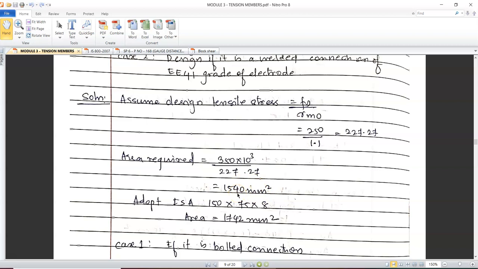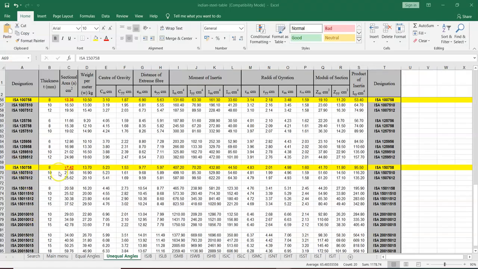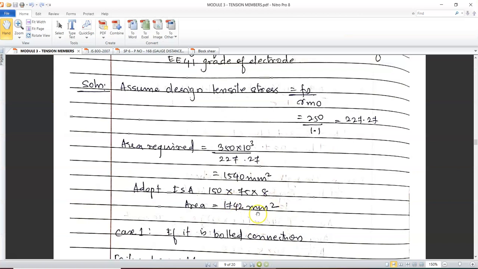Now we will go to the steel table to find an angle section having area equal to or greater than 1540. We have adopted ISA 150 into 75 into 8, whose cross sectional area is 17.42, or 1742 square mm. The same thing is copied here. The area of the adopted angle is 1742 square mm.